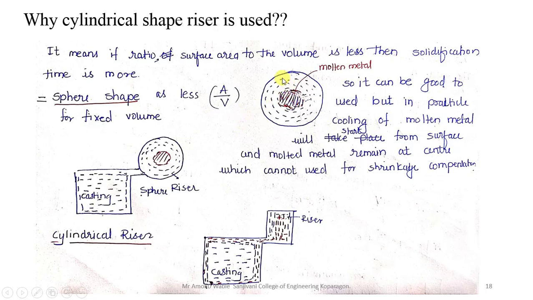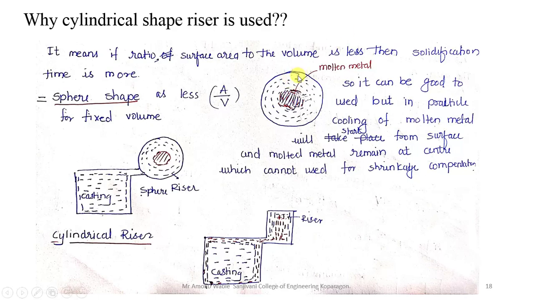If you take a sphere, the sphere has a very low surface area to volume ratio. But why don't we use a sphere rather than the cylindrical shape? Why do we generally use only a cylindrical shape instead of a sphere? Here is the reason.